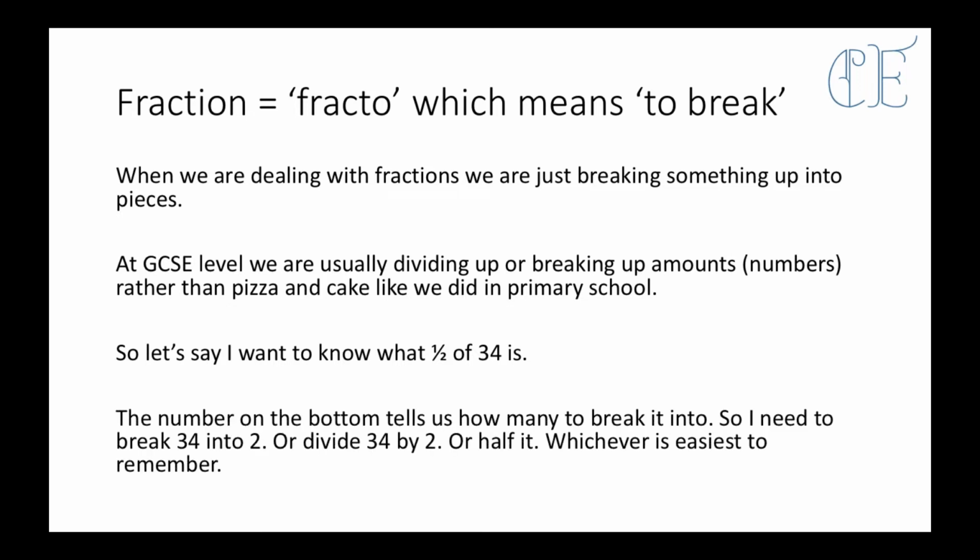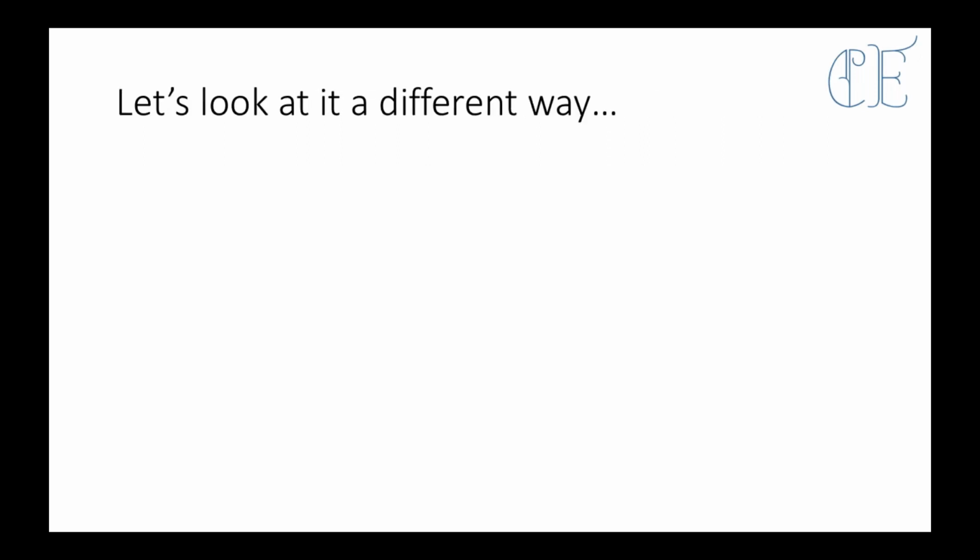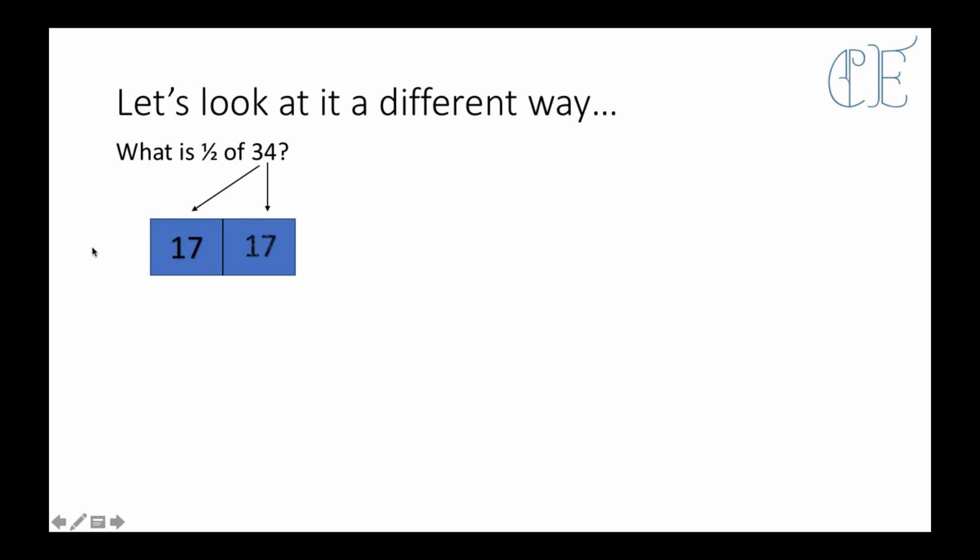The number on the bottom tells us how many to break it into. So I need to break 34 into 2, or divide 34 by 2, or half it, whichever is easiest to remember. Let's look at this a different way. A half of 34. Here's a rectangular block and I'm going to split that into 2. I'm halving it because there's a 2 on the bottom of my fraction. So I know that 17 must go in each box because 2 17s make up 34.